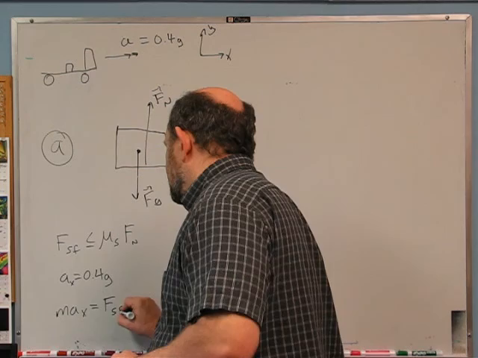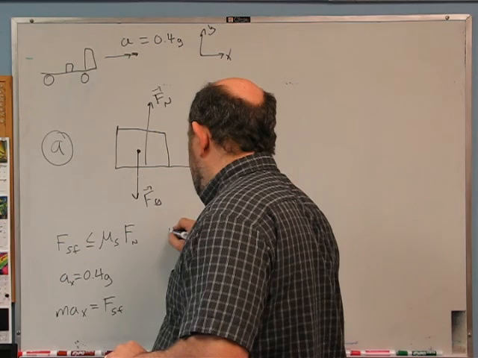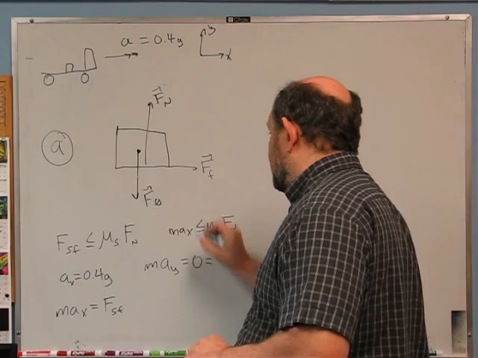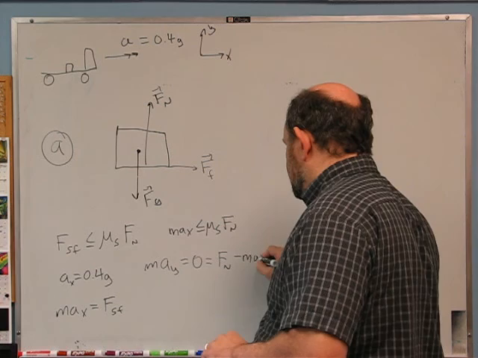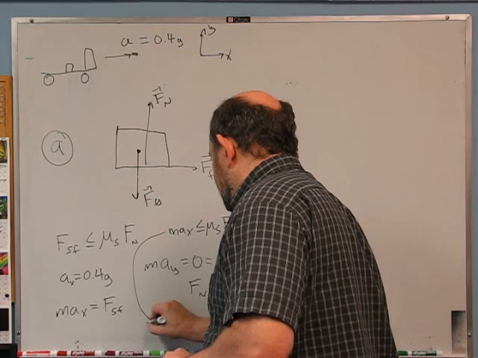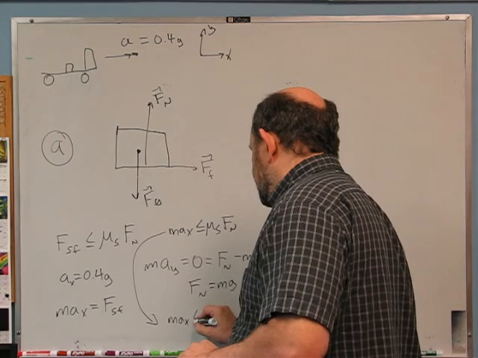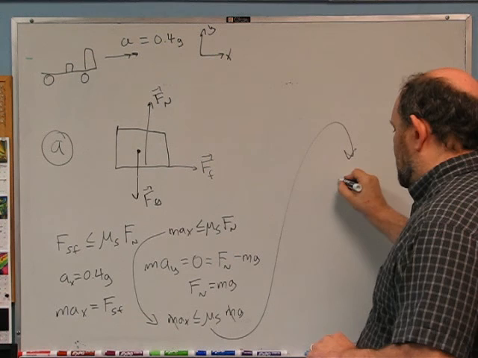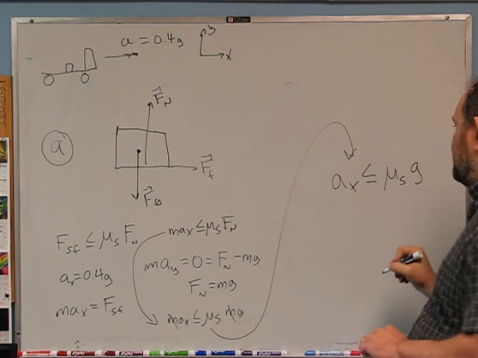Okay, so we know that to stay with the truck, we have to have max less than or equal to mu s Fn. But what is Fn? Well, you know that may has to equal 0, because ay is 0. And in the plus y direction, we have Fn. In the minus y direction, we have Fg, which is mg. So in this case, Fn is equal to mg. So I can pull this down here, and I can say that max has to be less than or equal to mu s times mg. I can divide both sides by m. And so therefore, ax must be less than or equal to mu s times g, right, for this to work.